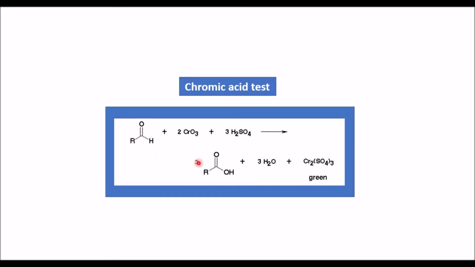Aldehydes are oxidized to carboxylic acid in the presence of chromic acid. Ketones are not oxidized, but cyclohexanone can undergo rearrangement and can give a positive result in the presence of a strong oxidizing agent like chromic acid. A positive test results in the formation of a blue-green solution from the brown-red color of chromic acid.